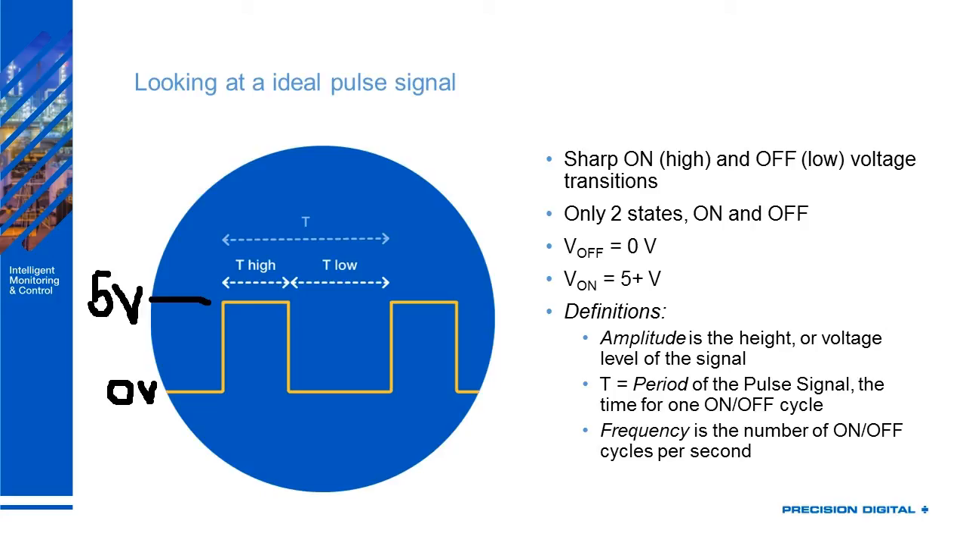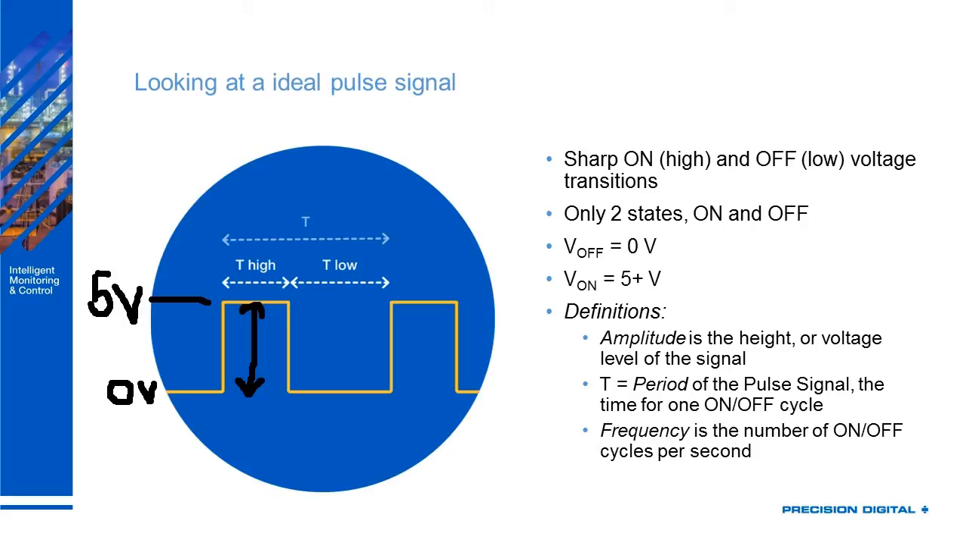The amplitude, which is a term you're going to hear, is going to be the height or the voltage level of the signal. So in this case, the amplitude of my square wave is going to be 5 volts. So it's going to be from the low signal to the high signal. That's my amplitude. The period of the pulse signal is the time it takes for one on-off cycle. So you can see that illustrated at the top just above the pulses, where you've got the combination of the time the signal is high plus the time the signal is low before the next pulse comes along, and that represents my period.